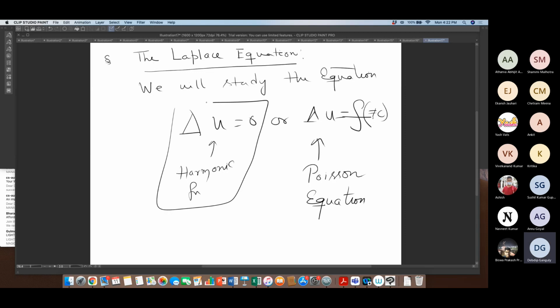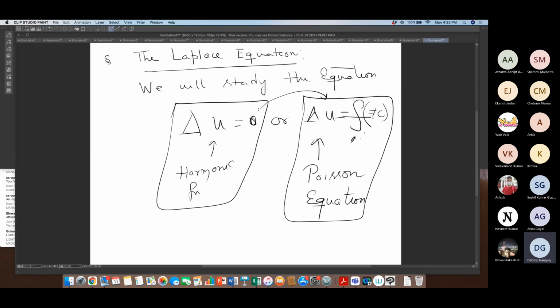Till now we have studied some properties of Laplacian of u equal to 0. Now we want to study Laplacian of u equal to f, where f is a non-zero function. This equation is known as the Poisson equation. Now my first question is, of course, that to study this we will take some help from Laplacian of u equal to 0, which will play a very important role in the study of Laplacian of u equal to f.